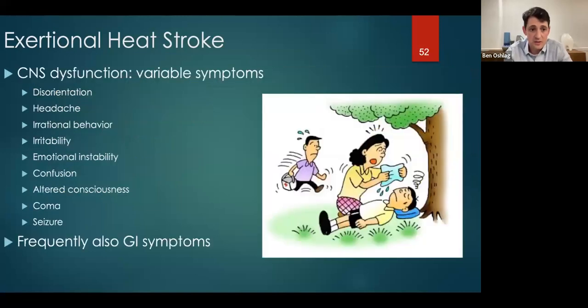And what does that mean? Disorientation, headache, irrational or irritable behavior, emotional instability, confusion, seizures, just being altered, not able to wake up. You also frequently will have GI symptoms, vomiting, diarrhea.